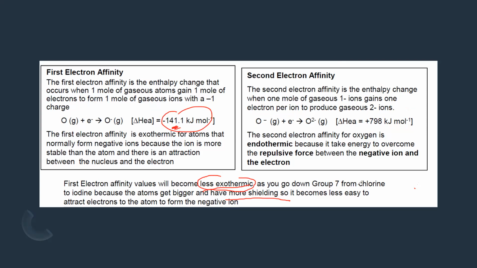So as we go down group 7, we have fluorine, chlorine, bromine and iodine. As we go down the group, there are more shells. So the iodine atom is bigger and has a greater shielding effect. So it becomes less easy to attract an electron to the atom to form a negative ion. It will not easily attract an electron because it is far away from the nucleus and has more shielding effect as compared to fluorine. So this will release less energy and this will release more energy, because when stronger bonds are formed, the energy released will be higher as compared to a weaker bond.